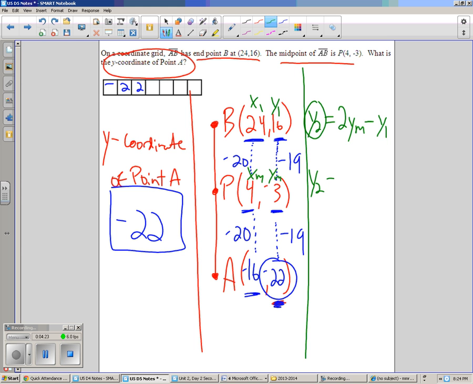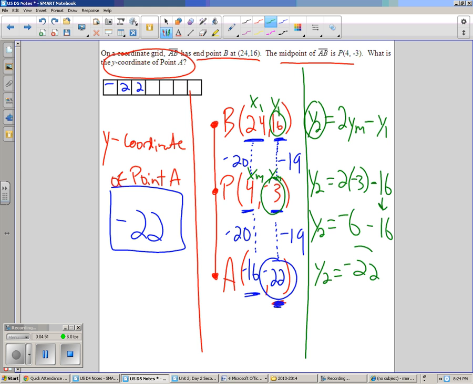So y2 equals 2 times ym. ym is -3, so I plug it in: 2 times -3 minus y1, which is 16. Follow order of operations. 2 times -3 gives me -6. Then I drop down the -16 because I did not touch it. Then y2 equals -6 minus 16, which gives me -22, the same answer that we got with the first method. All right, perfect.